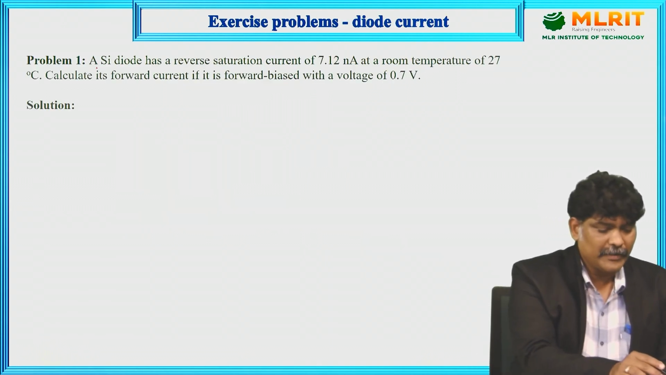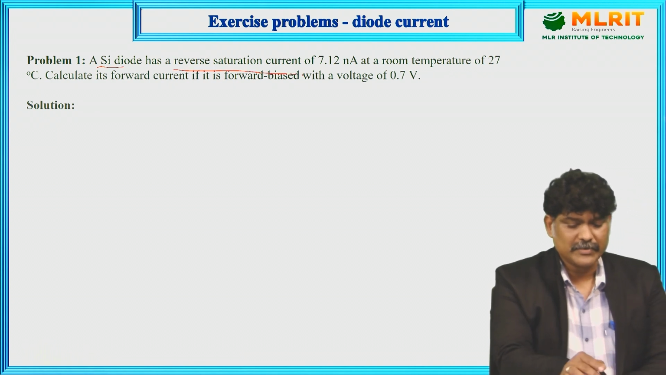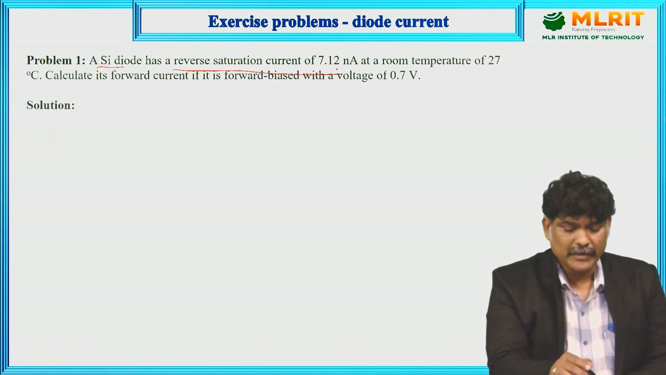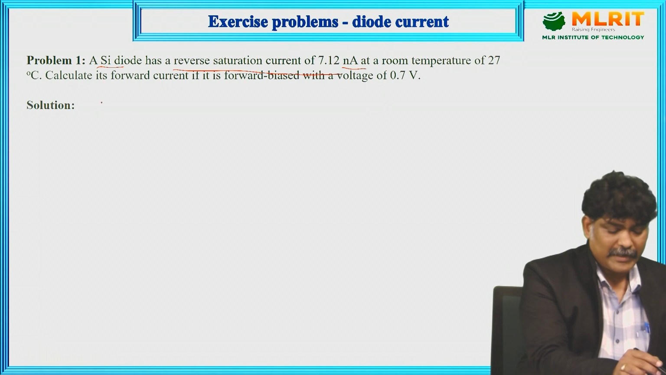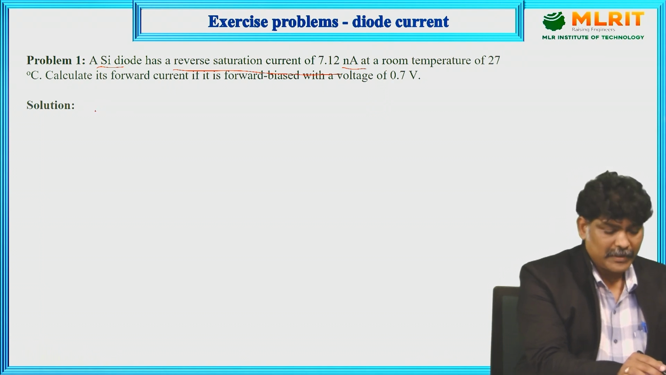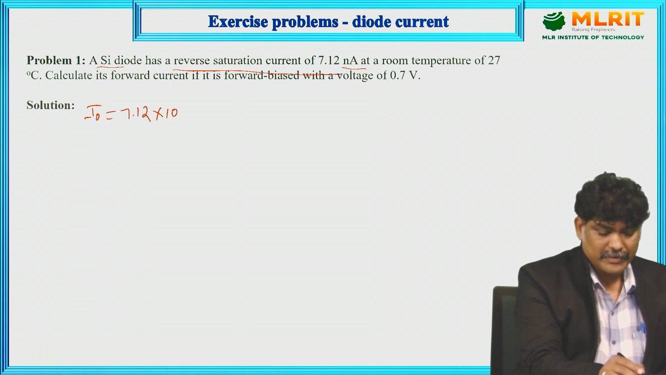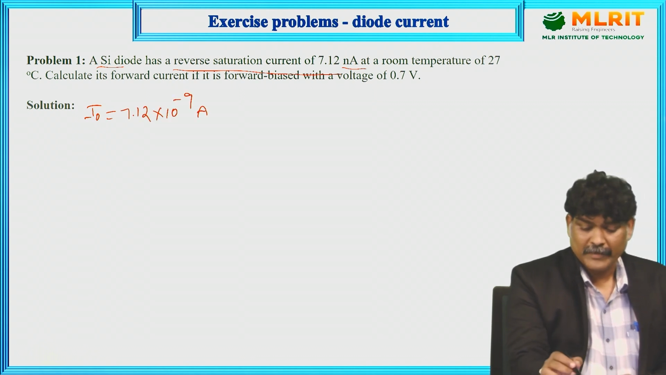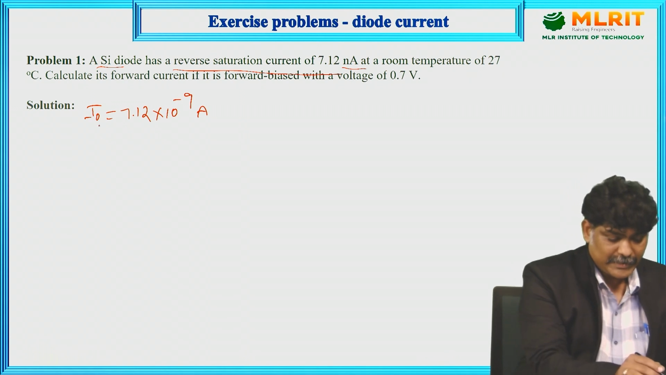Here we are given a silicon diode that has a reverse saturation current of 7.12 nanoamperes. So first write the given data, that is, reverse saturation current I naught is given as 7.12 nanoamperes. Nanoamperes means 10 power minus 9 amperes. And at room temperature of 27 degrees centigrade.